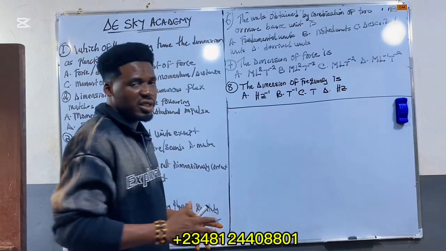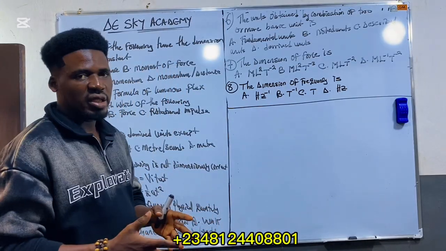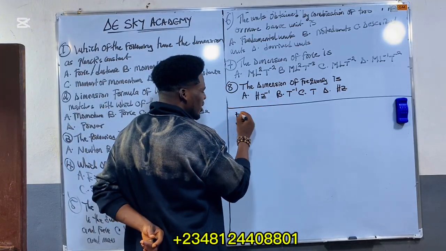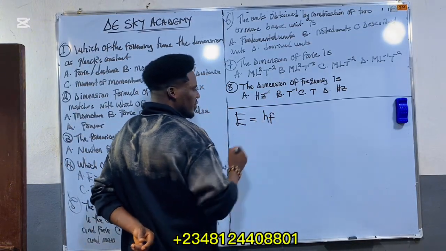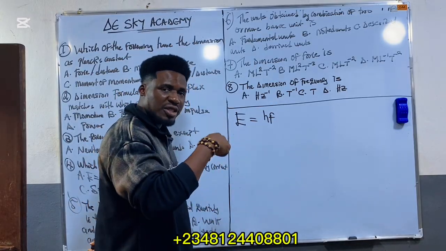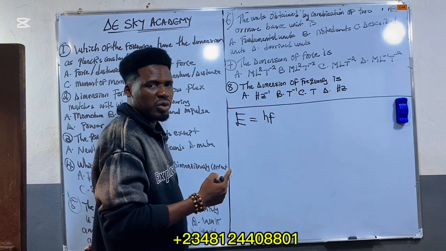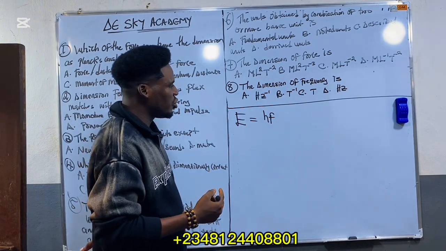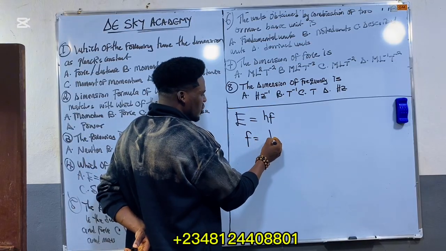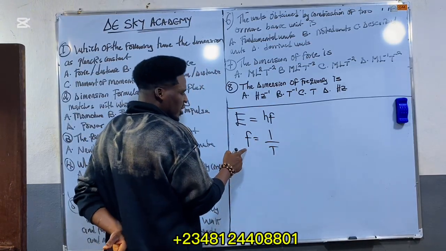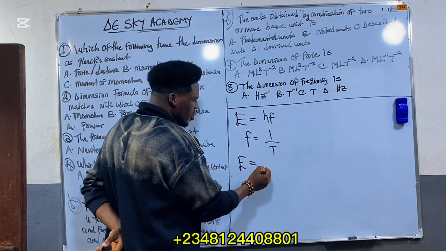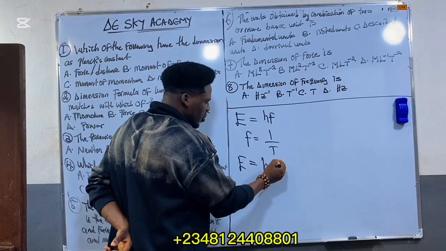First of all, you need to understand the concept of Planck's constant. Planck's constant comes from Planck's equation, which is E equals hf, where E is the energy, h is Planck's constant, while f is the frequency. There is a relationship between frequency and period, which is time, in which frequency is 1 over t. So E will now be equal to h times 1 over t.